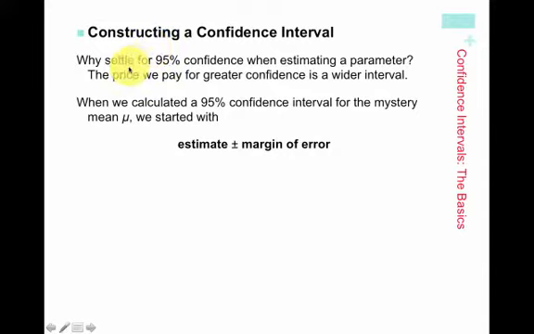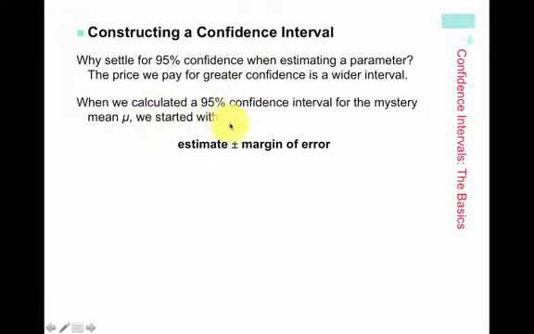Well, first, why do we deal with 95% confidence? It's good, but it's not too good. The price we pay for greater confidence is a wider interval. In order to have more confidence, we need to have a much larger interval for our confidence interval.